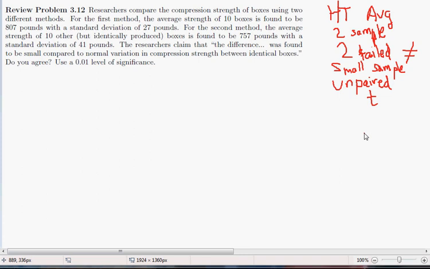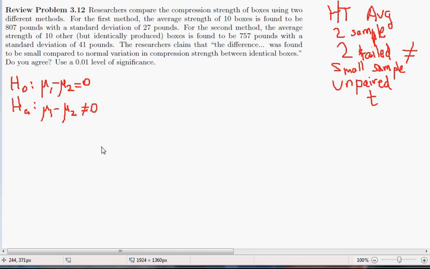So our null hypothesis will be that the difference in the means is equal to 0, whereas the alternative hypothesis will be that the difference in the means is something else besides 0.